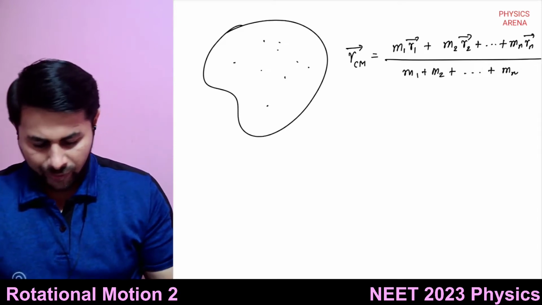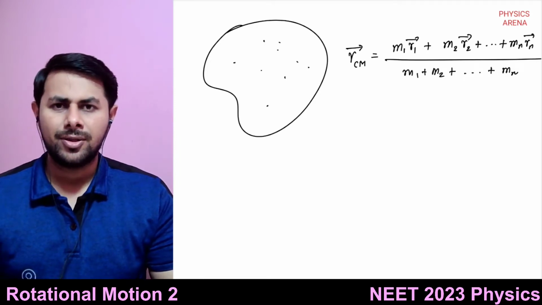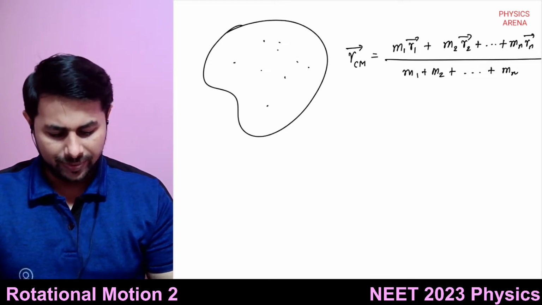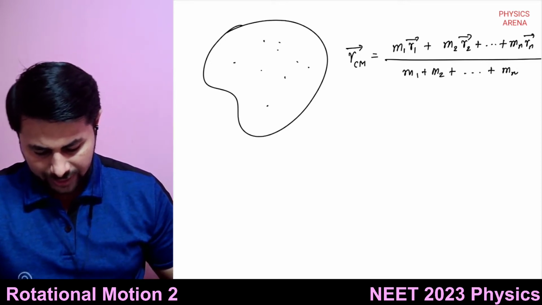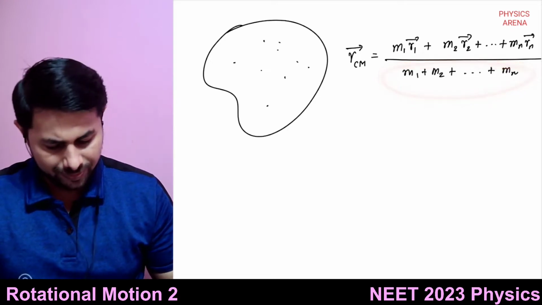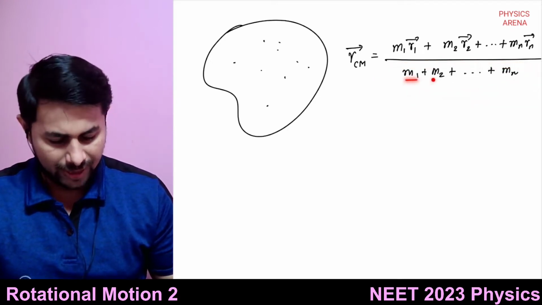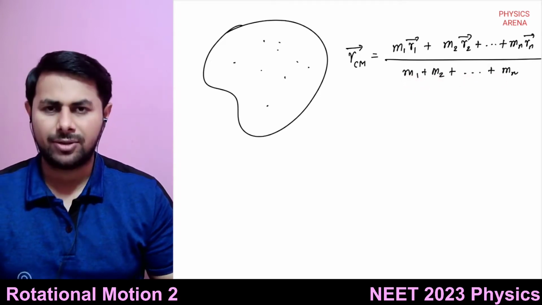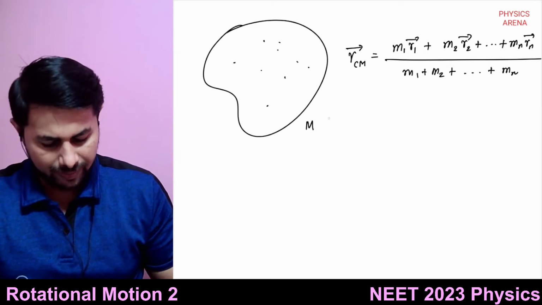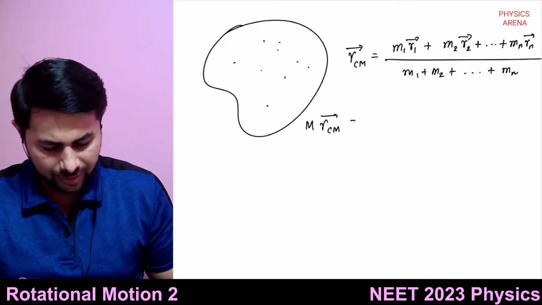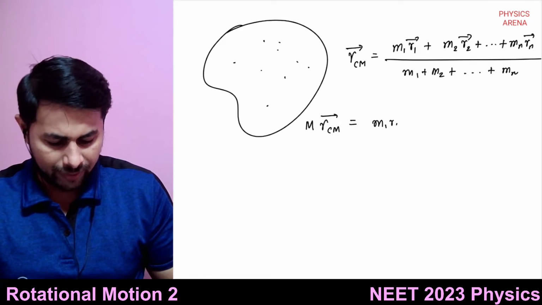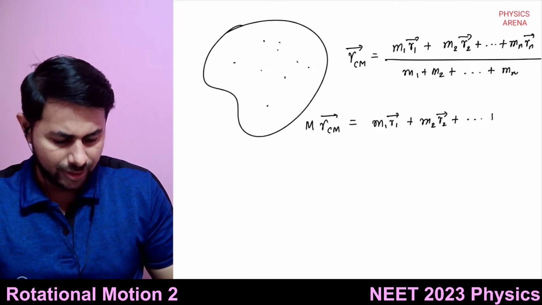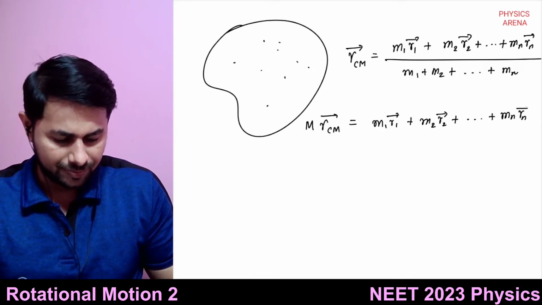And what does it mean that the total mass of the body is supposed to be concentrated at that point? We saw it yesterday. In the denominator here we have the total mass of the body, the sum of the masses of all the particles. If you take that total mass to the left-hand side, then m times rcm bar will be equal to m1 r1 bar plus m2 r2 bar and so on up to plus mn rn bar.